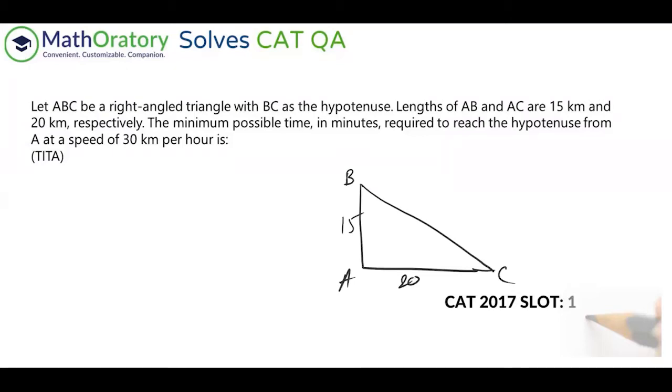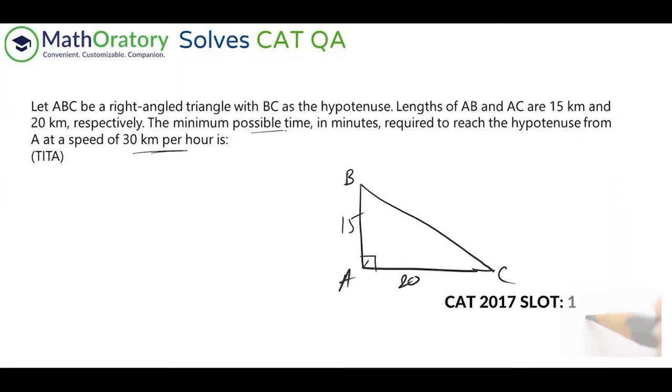This is 25. I'm not writing this; if required, I'll write it down. The minimum possible time in minutes required to reach the hypotenuse from A at a speed of 30 km per hour. So the speed is constant. If you're trying to reduce the time, we should reduce the distance, right? The minimum distance from any point to any line is the perpendicular distance.